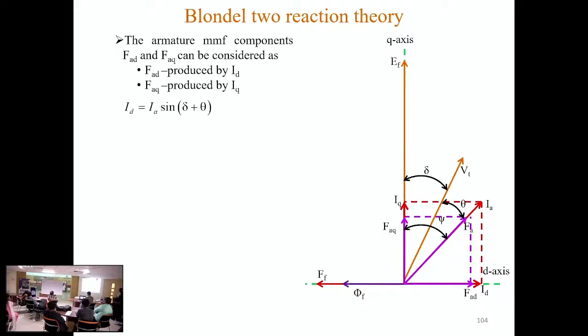So what is this ID? ID is the sine component of that psi, which is theta plus delta. So I sine psi is equal to ID, and IA cosine psi will give you IQ.